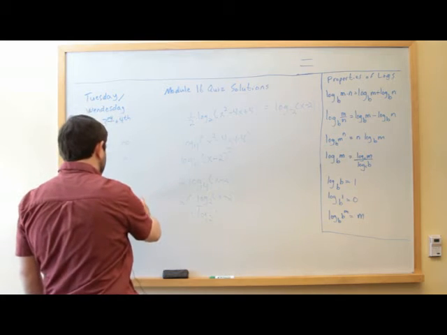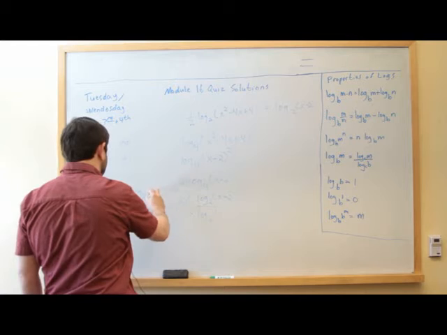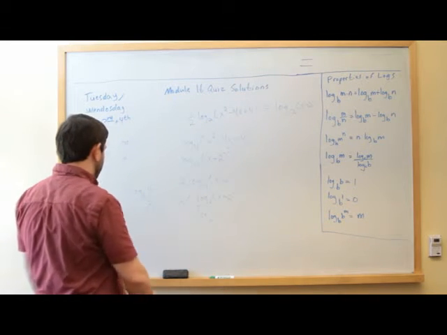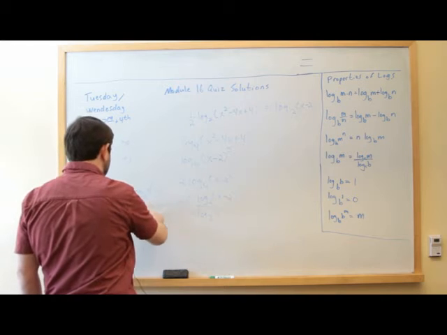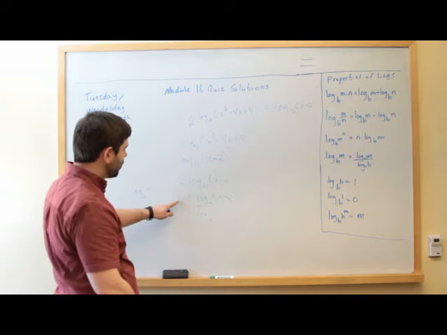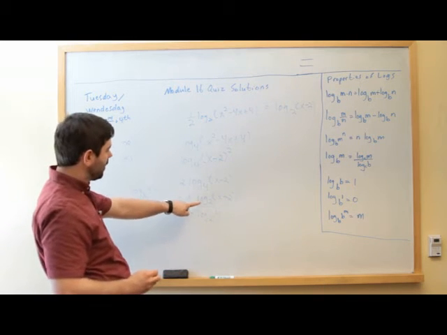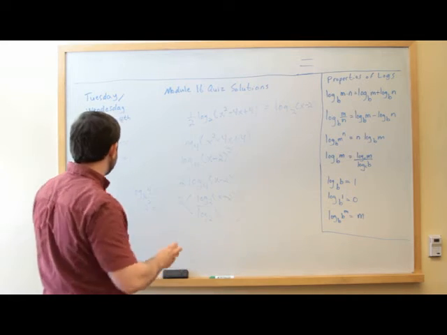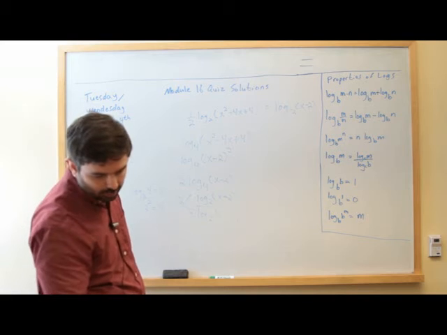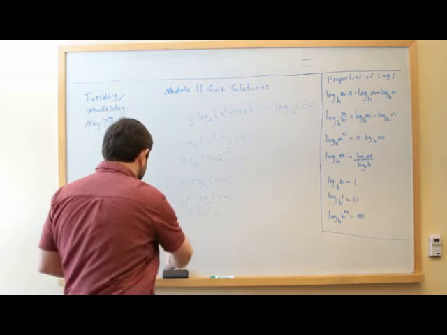Log base 2 of 4, spiral out, 2 to the x equals 4. 2 squared equals 4. So this bottom part is 2. 2 will cancel with this 2. So we have log base 2 of x minus 2. Yes. C does indeed work. Let's try D and then E.